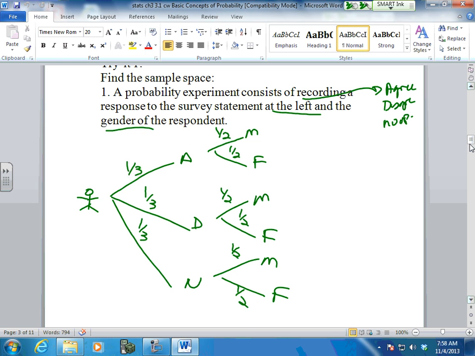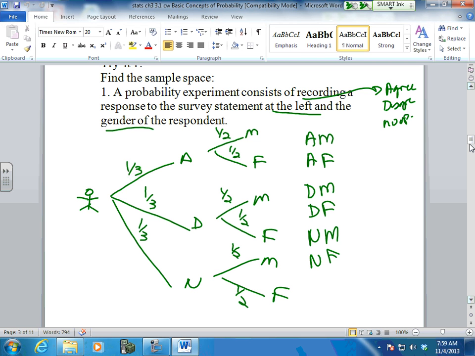Are we doing all the same thing back there, guys? Okay, good. All right, so now, how many outcomes are you going to have for this thing? Six. 1, 2, 3, 4, 5, 6. Three things times two, six things. So watch what's going to happen. Here's my sample space. I agree, and I'm a male. I agree, and I'm a female. I disagree, and I'm a male. I disagree, and I'm a female. I have no opinion, I'm a male. I have no opinion, I'm a female.